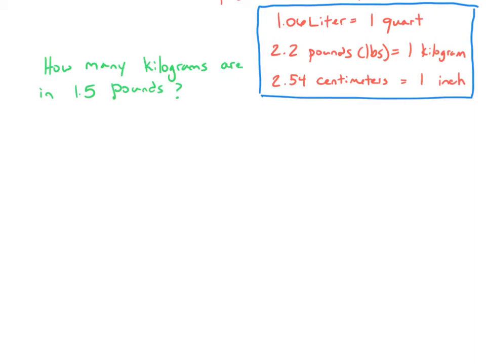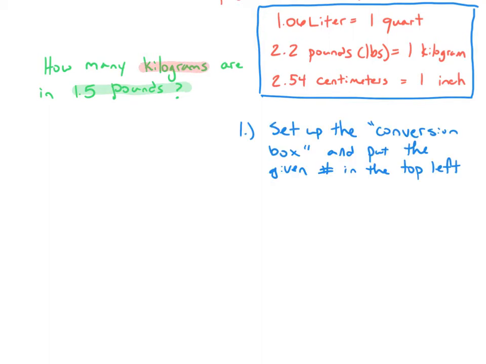The first thing that you'll need to see is the problem. And here it is. How many kilograms are in 1.5 pounds? As you can see, we have a number to begin this problem with, 1.5 pounds, and we are converting to kilograms. The first thing you do is set up what is called the conversion box and put the given number in the top left.